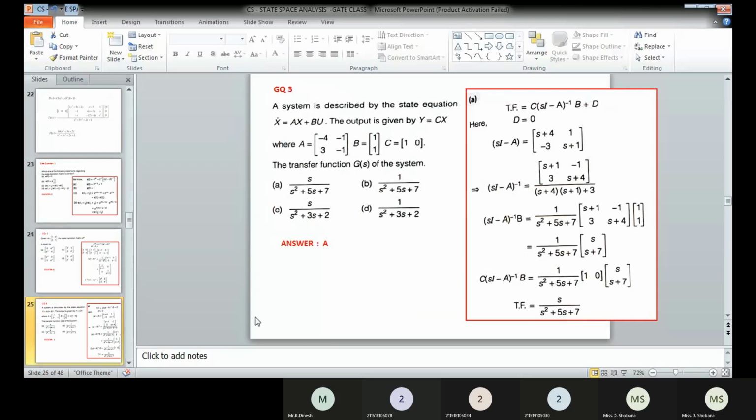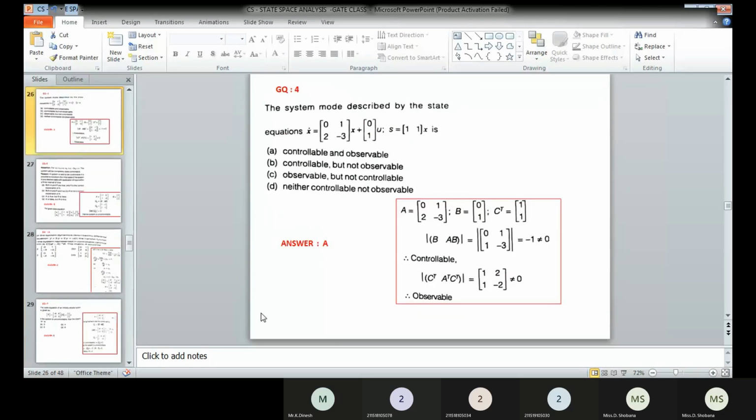Okay, and then the next problem, you can see the state model is given. So we have to check whether it is controllable or observable. Okay, so whenever a 2 cross 2 matrix is given, QC can be taken as only B and A dot B.